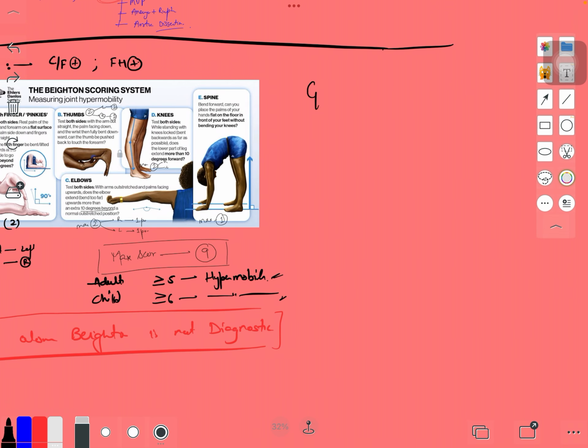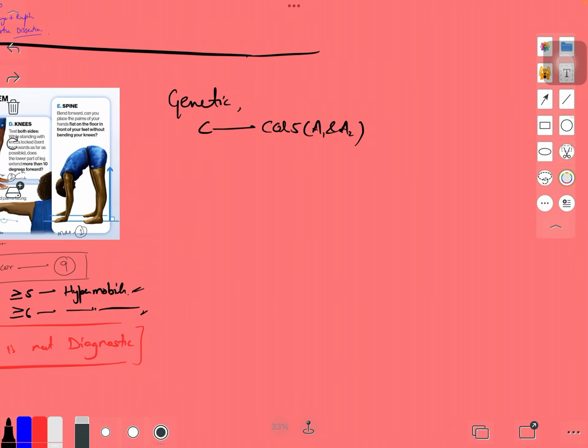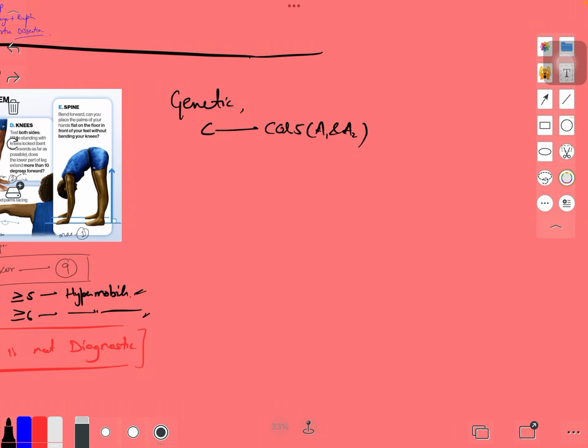Now, very important is genetic testing, right? We can check for the genes. For example, in the case of the classical type, which is the COL5 type, we can check both A1 and A2, alongside the chromosome number. Then for the D type, procollagen N-peptidase, ADAMTS2, if you remember.